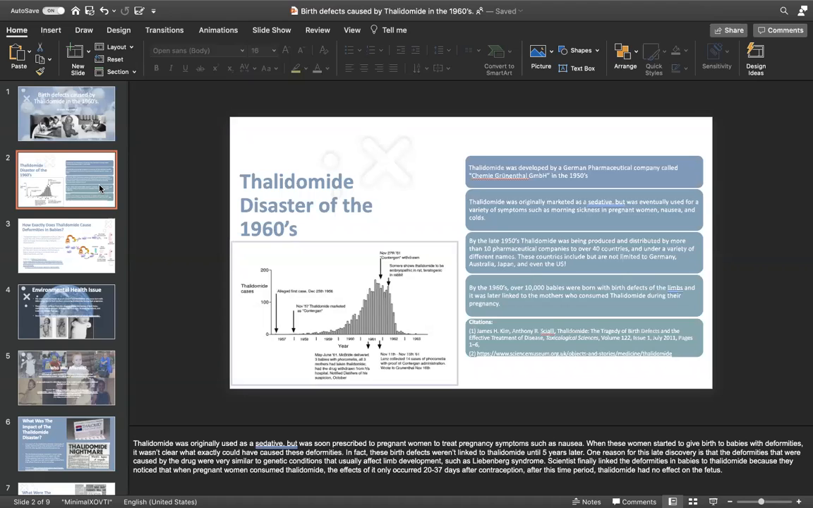Scientists finally linked the deformities in babies to thalidomide because they noticed that when pregnant women consumed thalidomide, the effects of it only occurred 20 to 37 days after contraception. After this time period, thalidomide had no effect on the fetus. Over here, I have a picture of thalidomide cases over the years.